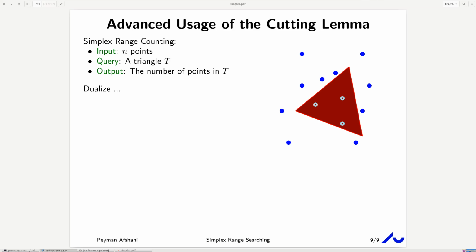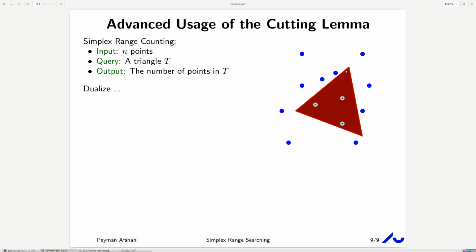So now let's look at some more advanced usage of this cutting lemma. Here we have a more complicated problem. We want to count the number of points inside a triangle. Remember that the first step of the cutting lemma was to dualize things. So let's try to dualize. But now the question is, what is the dual of a triangle?